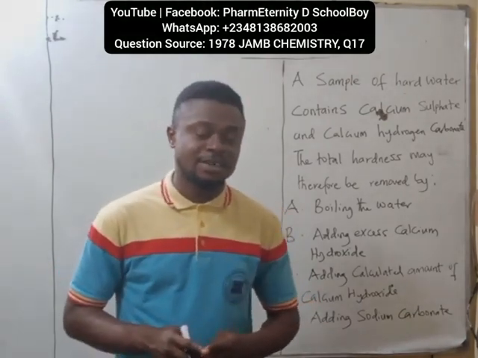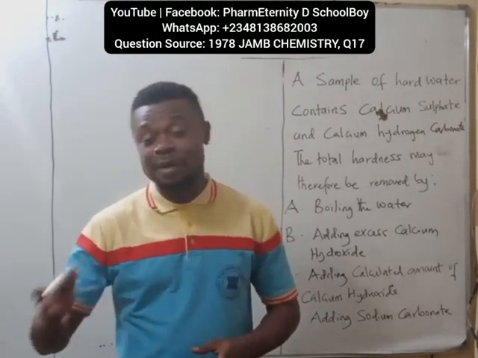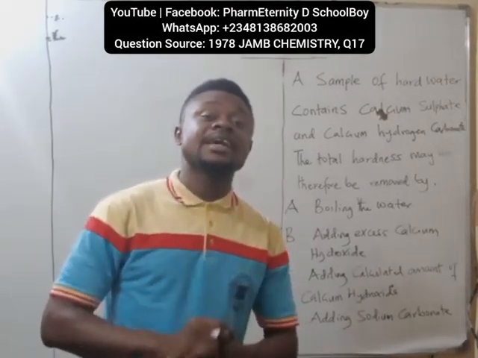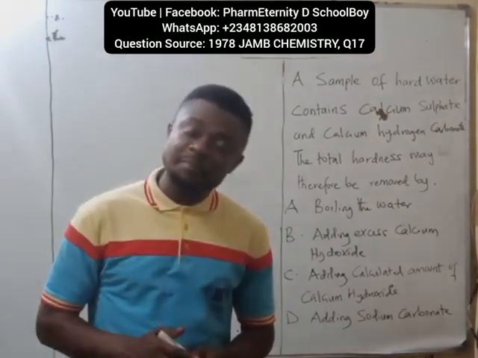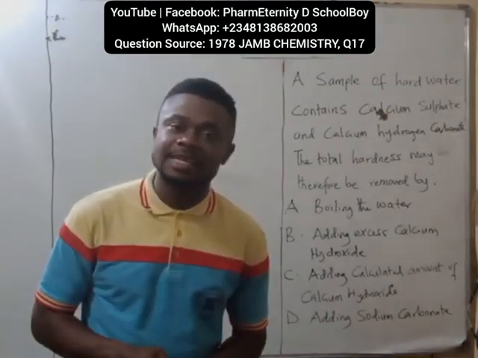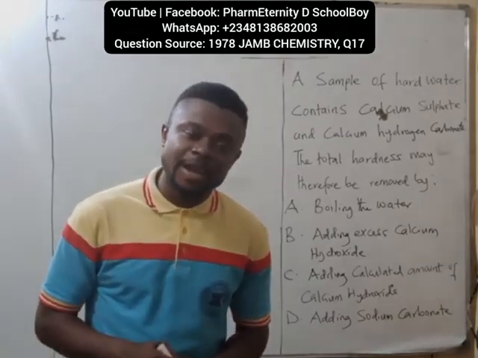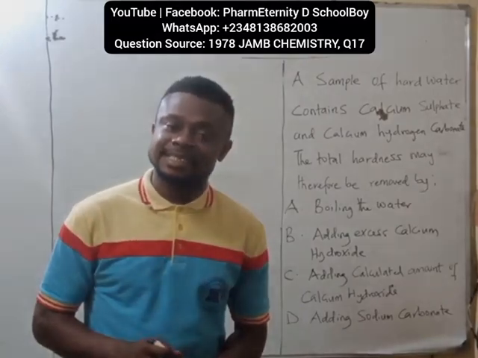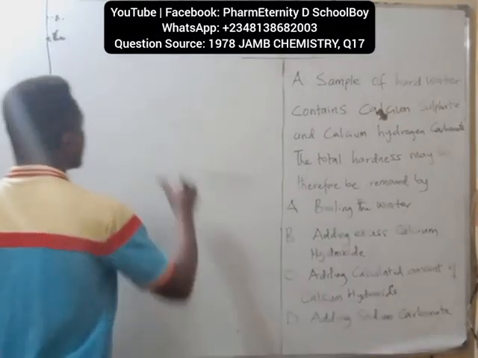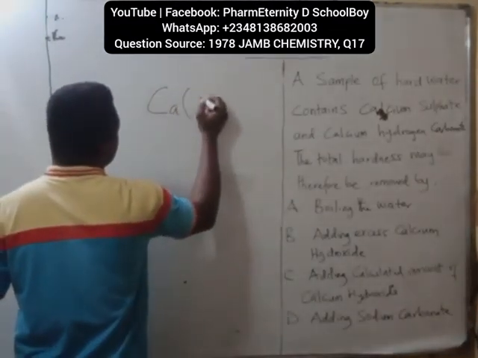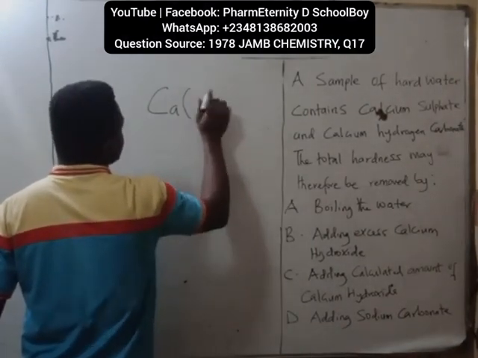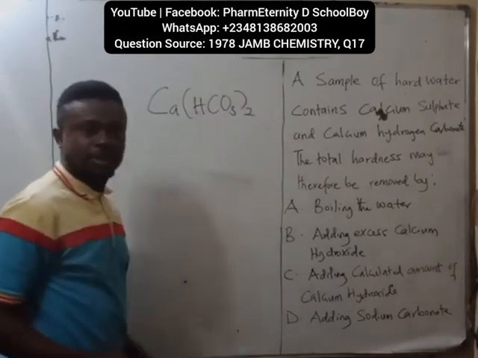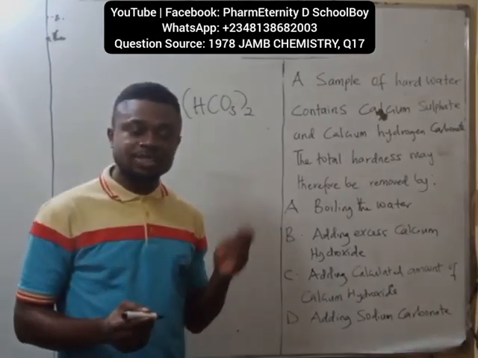Now, there are two types of hardness. We have temporary hardness and permanent hardness. Now, let's talk about temporary hardness. Temporary hardness of water is caused by presence of calcium hydrogen carbonate. This is soluble. So it's a soluble salt in the water.